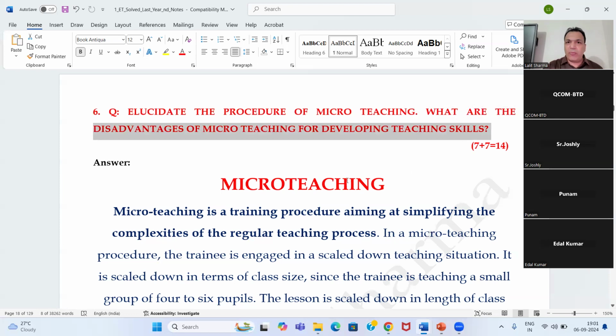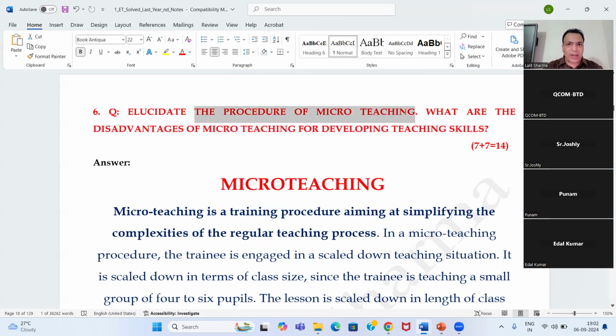First of all, we should know that for developing a teaching skill, micro teaching is not the only way by which we can learn the whole teaching procedure. This is a new innovation, and you can't say that before this teachers were not trained, right? That's not the case. So first we understand micro teaching, then the procedure of micro teaching, and third, the disadvantages of micro teaching.